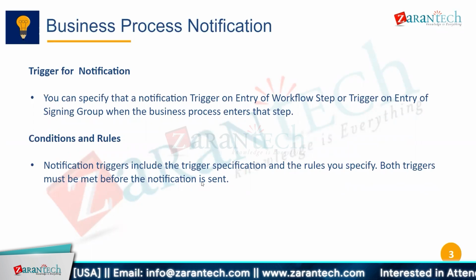So the triggers for notification, you can specify that a notification trigger on entry of workflow steps or trigger on entry of signing group when the business process enters that step. You can also have conditions and rules for notifications. Notification trigger include the trigger specifications and the rules you specify. Both trigger must be met before the notification is sent.